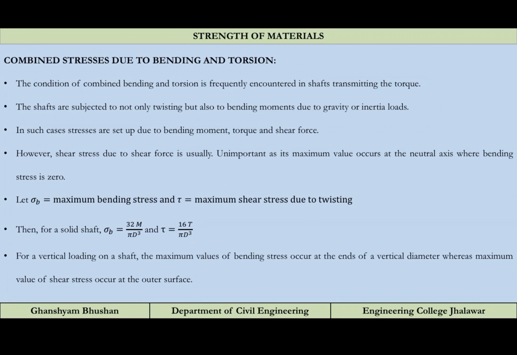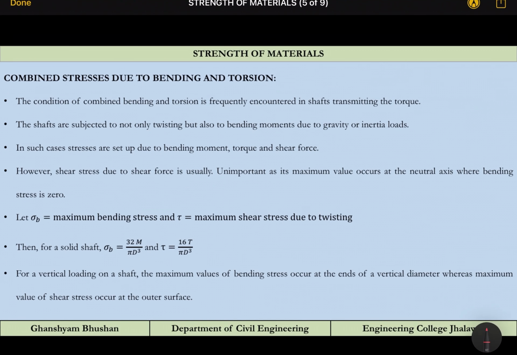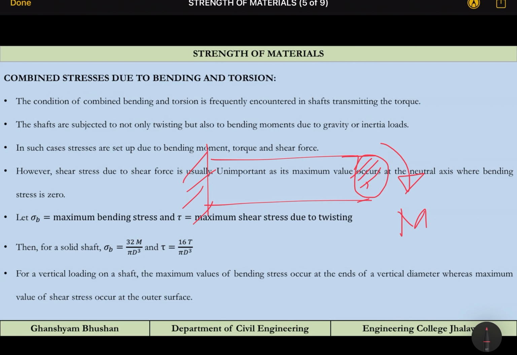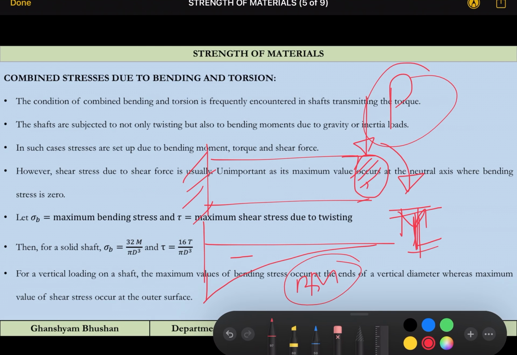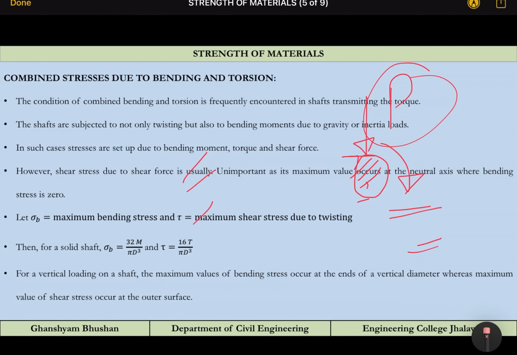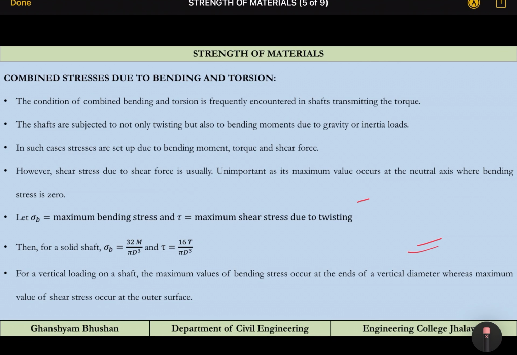Now how can we analyze the combined stresses due to bending and torsion? Let us say this is a cantilever beam, circular in nature. A load is applied here and this is T. Due to this load, what is going to happen? It is going to bend also. So this is the bending moment and this is the torsion moment. If they are being applied simultaneously, what are we going to see?